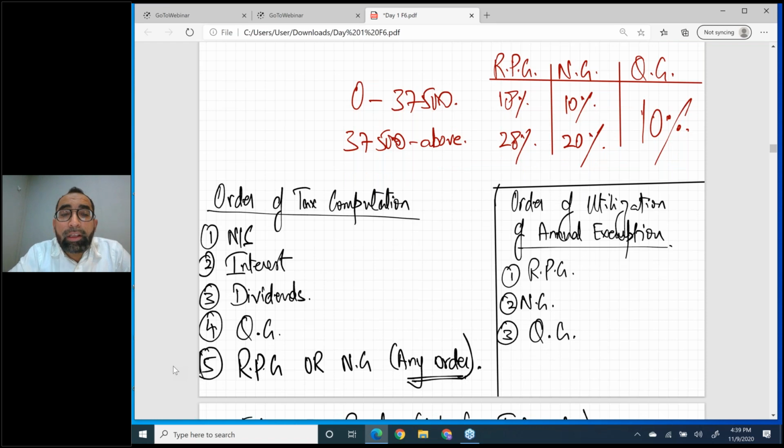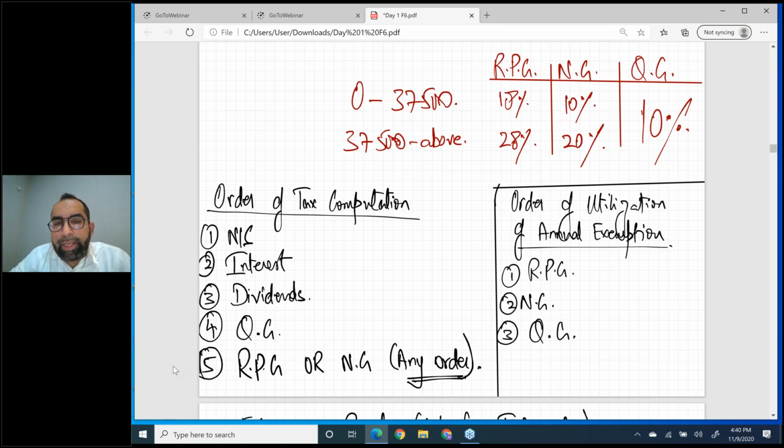Open your eyes. Order of tax computation. It is possible there is a person who is doing a job, who has interest income, that means non-saving interest, dividend, all incomes, and that person also has some gains. So how will we compute tax? What is the order? The order is always the order of tax computation. Look at here.